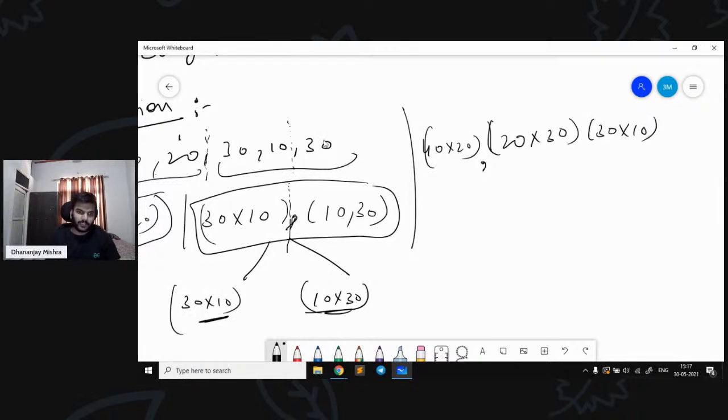Now, if I do a partition here, the last matrix I will be getting will be 10 into 30. So now this is a single matrix. There is no cost, right? Here, we will come to the point when we have a single matrix. What is the cost of that?